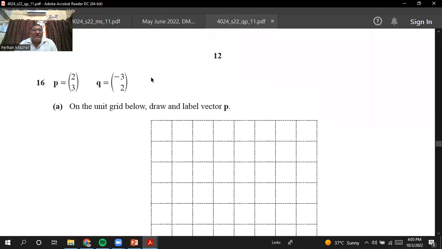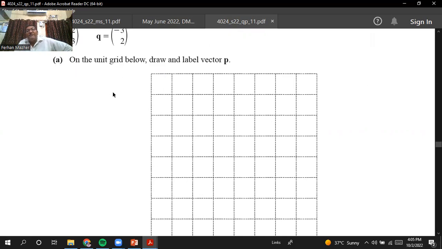So now we are going to the next question. Here we have the P. Question number 16. P is equal to (2, 3), which means on X you will move 2 steps, and on the Y you will move 3 steps. Q is (-3, 2). It means that on the X you will move minus 3 steps, and on the Y you will move positive 2 steps. He says on the unit grid below, draw and label the vector P.